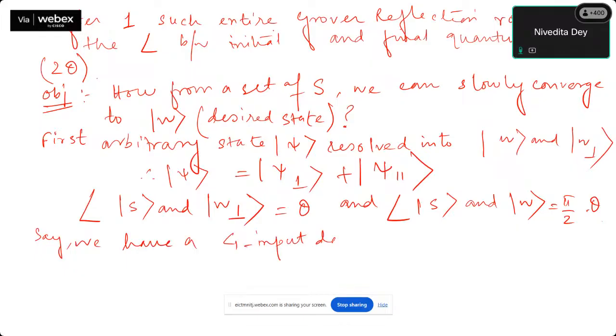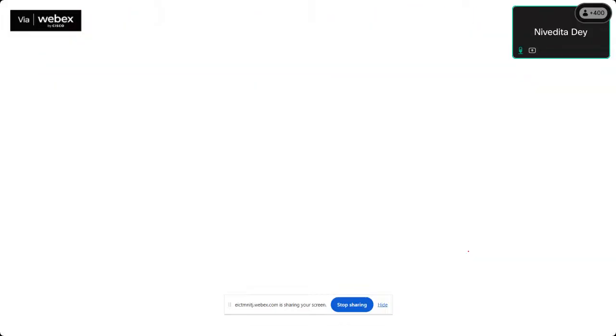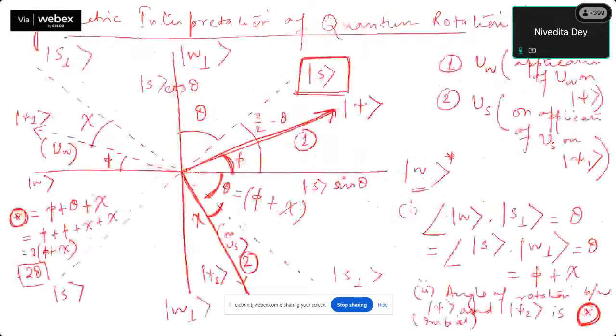We have a 4 input data. That means my n is equal to 4 and the number of qubits is 2. Then what will happen? The initial angle between my S and W is what? It is basically cos of pi by 2 minus theta. Right? Just as in the diagram you have seen.